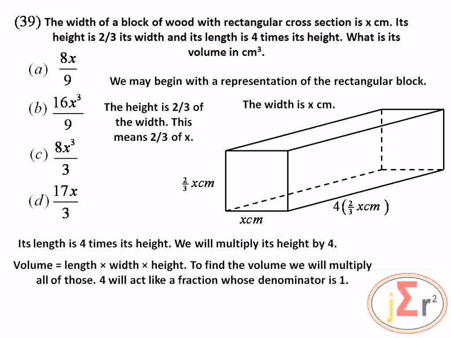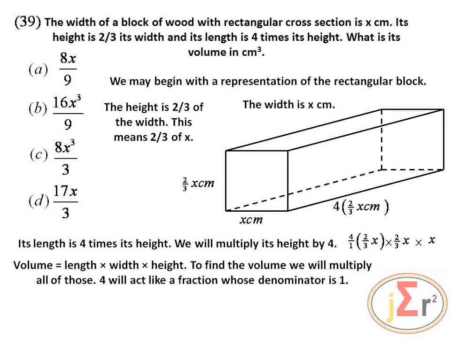Volume is equal to length multiplied by width multiplied by height. To find the volume, we will multiply all of those. And 4 will act like a fraction whose denominator is 1. So we will be multiplying x, 2/3 of x, and 4 times 2/3 of x. So there we have that length, then the height, then the width. So we multiply the length by the height by the width.